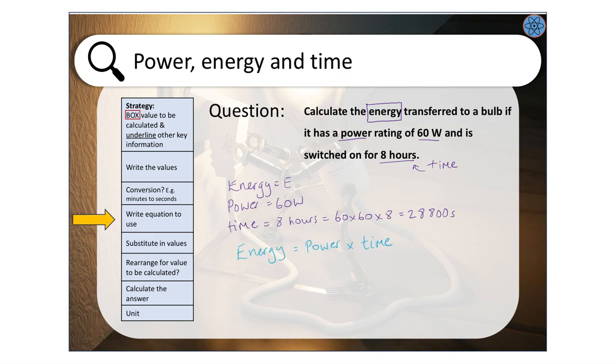We now need to choose an equation, so we need an equation that links energy, power and time. So energy equals power times time. So directly underneath, I'm going to write 60 under power and our 28,800 under time. In this example, because we're trying to find energy and the equation is energy equals, we don't need to rearrange for this value, so we can leave it as it is. So by multiplying those numbers together using a calculator, it's 1,728,000, and of course the unit is in joules.